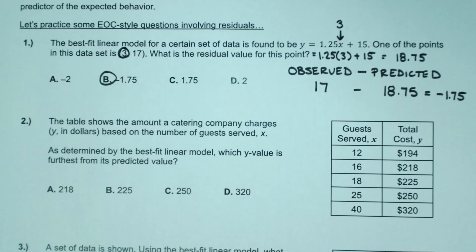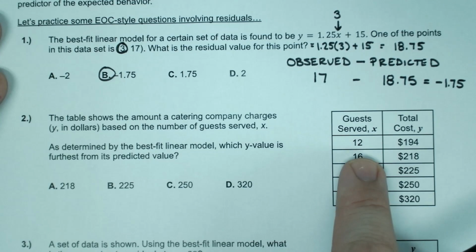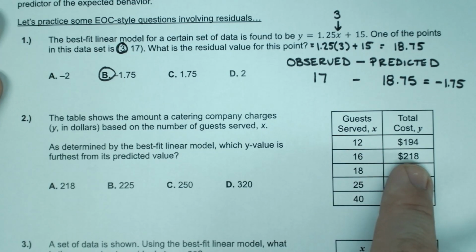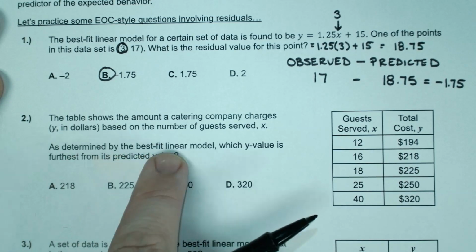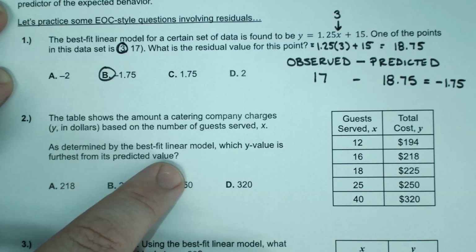Feeling okay about number 1? Okay, number 2. The table shows the amount a catering company charges, Y in dollars, based on the number of guests served, X. Does that make sense that the number of people you serve is going to influence the cost? Okay, we've got this table here. 12 people cost $194, 16 people cost $218. The question is, as determined by the best fit linear model, which Y value is furthest from its predicted value?